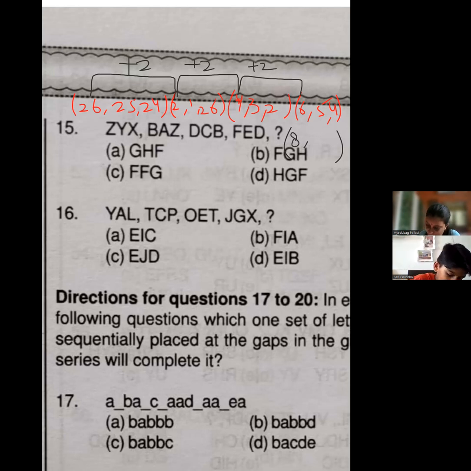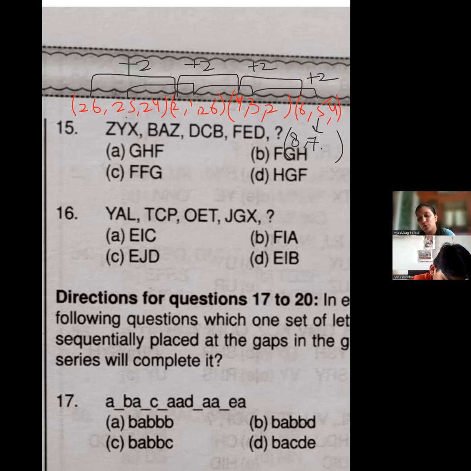Let's look at the second series. 25, then 1, then 3, and then 5. In this also, it's an increase of 2, the same increase of 2. So 5 plus 2 is 7. Yes, and then what about the third one?